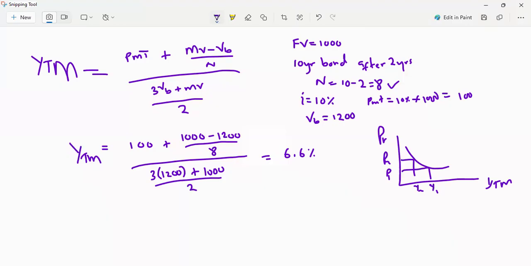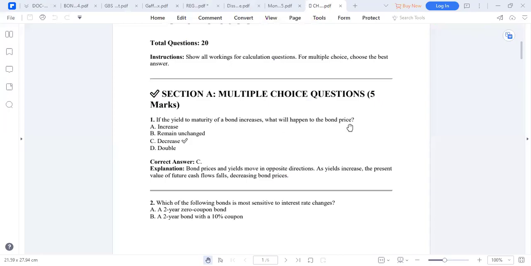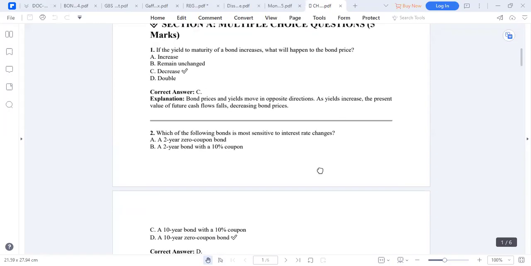Now, I was just trying to explain the other question on the multiple choice here. If the yield to maturity increases, what will happen to the bond price? It will decrease. This is because bond prices and yields move in opposite directions. So as yields increase, the present value will fall.